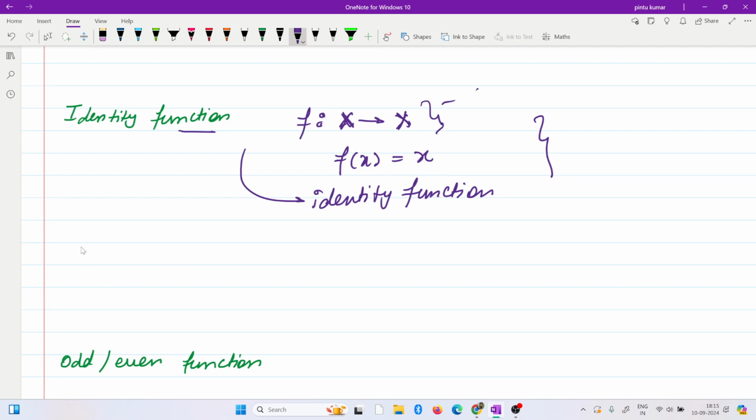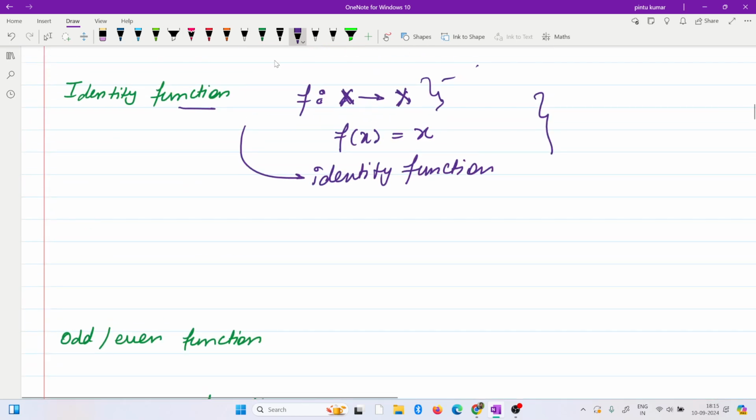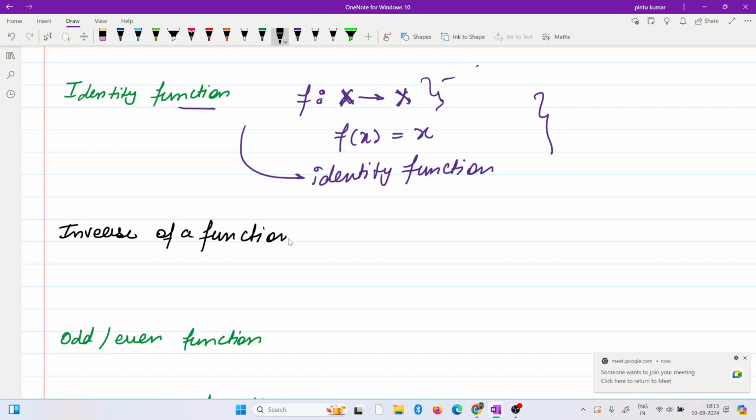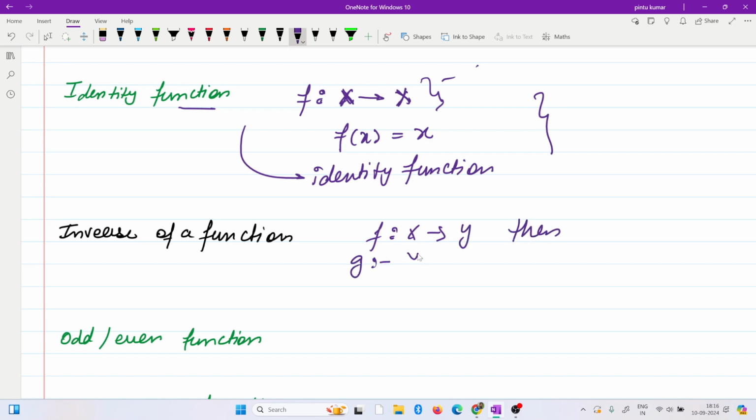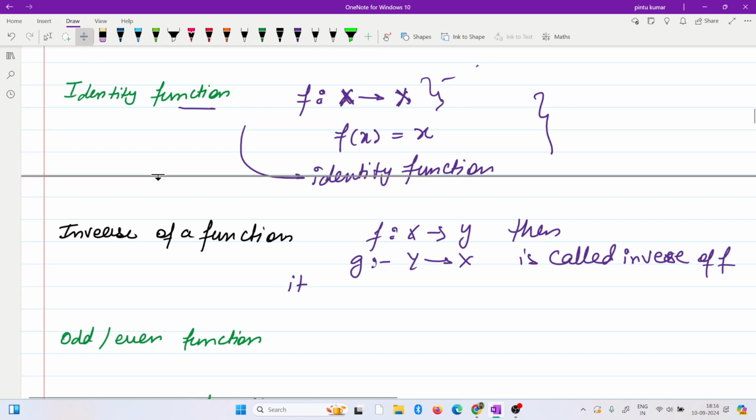Okay. Second thing, I think I haven't mentioned the topic, but inverse of a function. I'll talk about when an inverse exists, but first the inverse of a function. Okay. So let's say your f is a function from X to Y, then g, a function from Y to X, is called the inverse of f if, what is the condition?